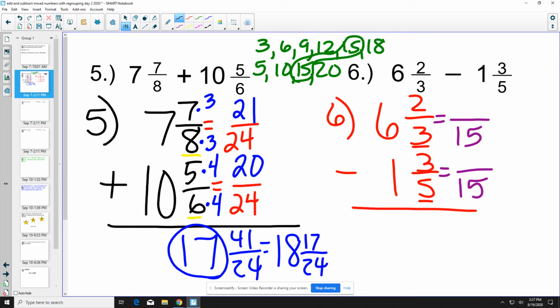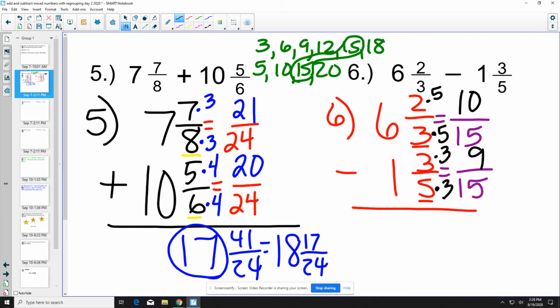Now we're going to go back and look at this 3. 3 times what is 15? 5, right. So since I take 3 times 5 to get 15, I'm going to take 2 times 5 to get 10. Good. And then I look down here and ask myself, what do I multiply by 5 to get 15? 3. So I must take 3 times 3 to get 9.